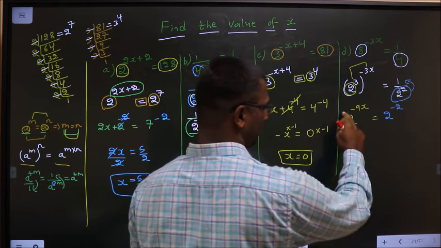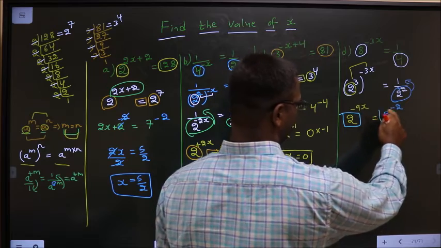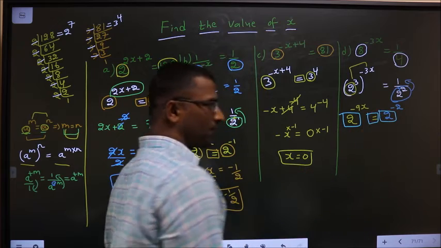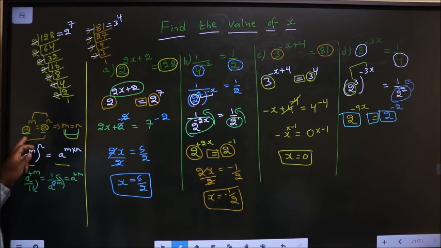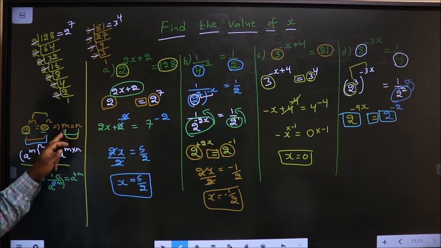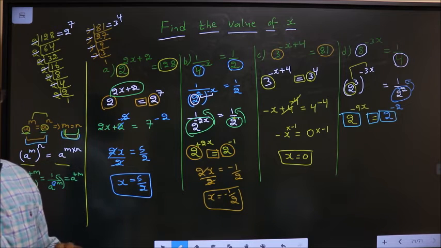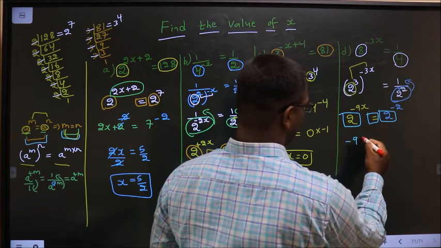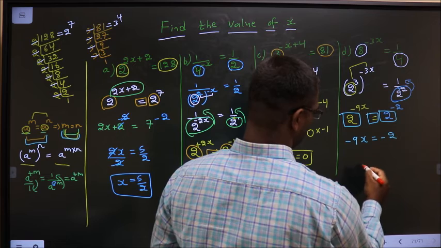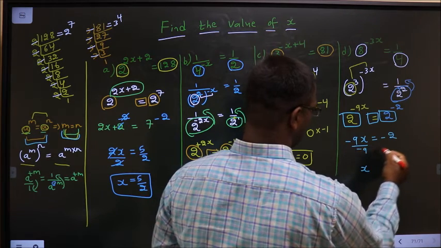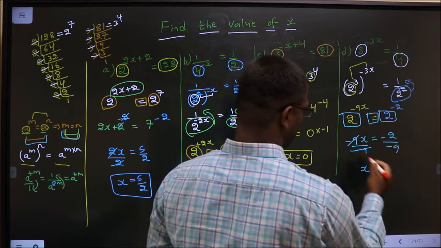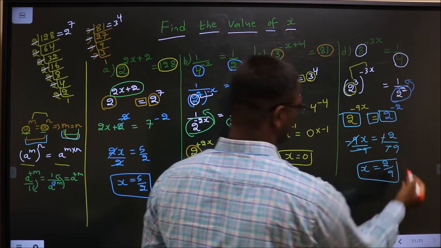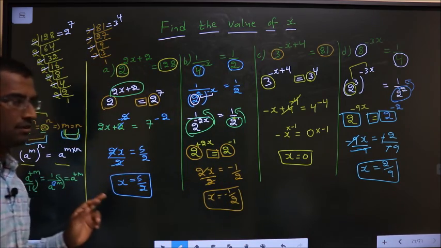Now your observation is the bases are same and you have equal to between them. So whenever the bases are same, equal to is present, the rule is the powers should also be equal. So equate the powers. So minus 9x equal to minus 2. So to get x, divide by minus 9. So this gets cancelled, x equal to, negative cancelled, so 2 by 9. Am I clear? Okay.